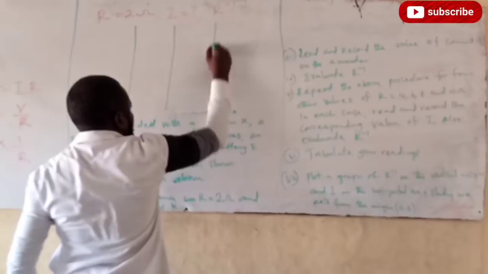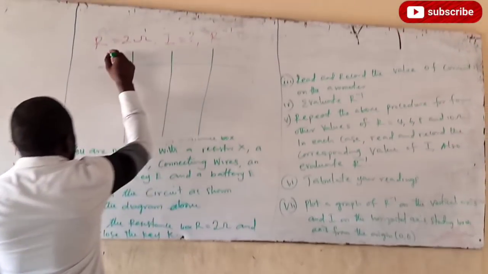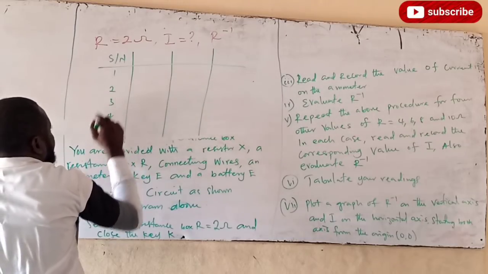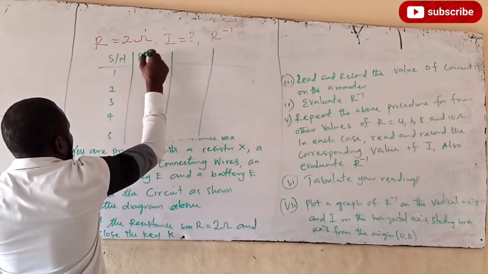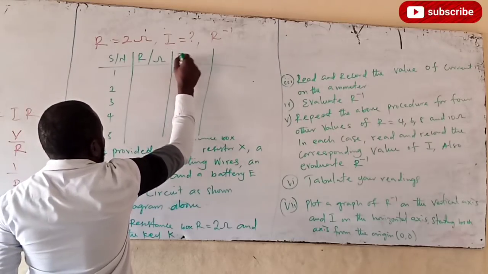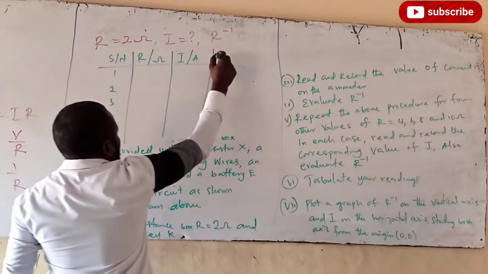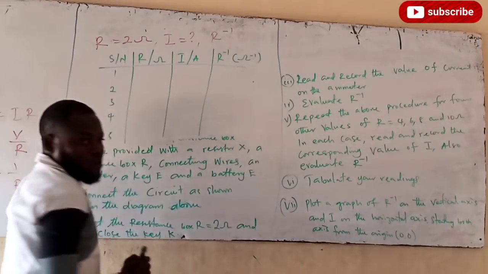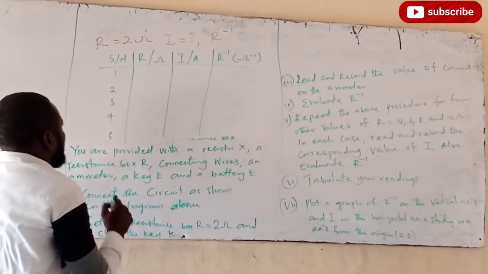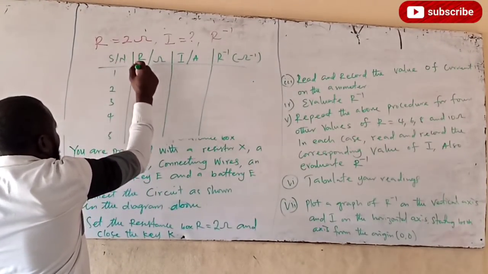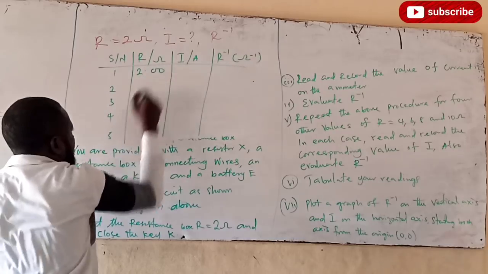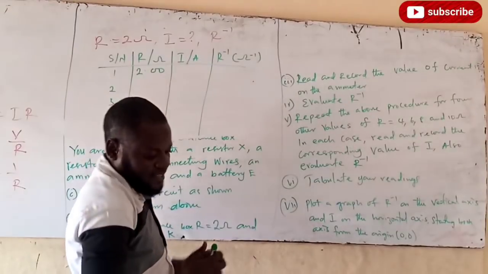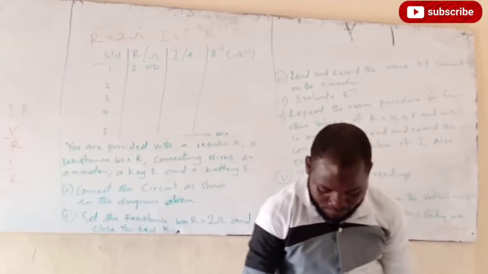Okay? So we have this to be our serial number. The experiment is to be done 5 times. Then this is our resistance in ohms, this is our current in ampere, and this is our resistance inverse in inverse ohm. Are you getting this now? Cool. So we are given resistance 2 ohms. That's 2.00 from the question. What will be the corresponding current? So let's determine that now.